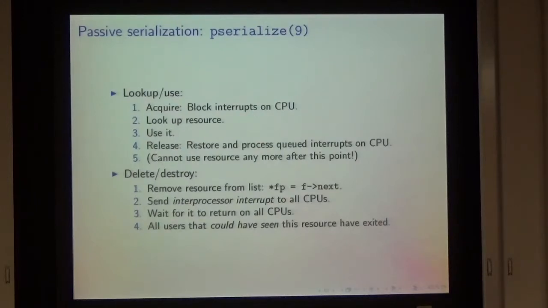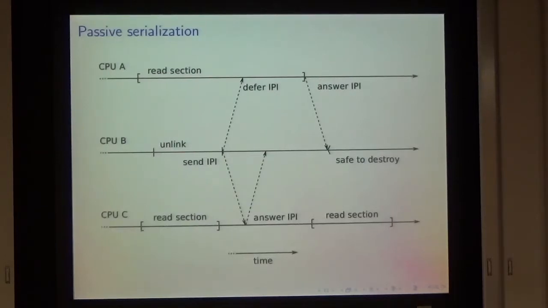So all the users that could have seen the resource that was just deleted are guaranteed to be done with it once the interprocessor interrupt returns from all CPUs. So here's a little diagram. CPU B is trying to destroy a resource. CPUs A and C are trying to use resources.